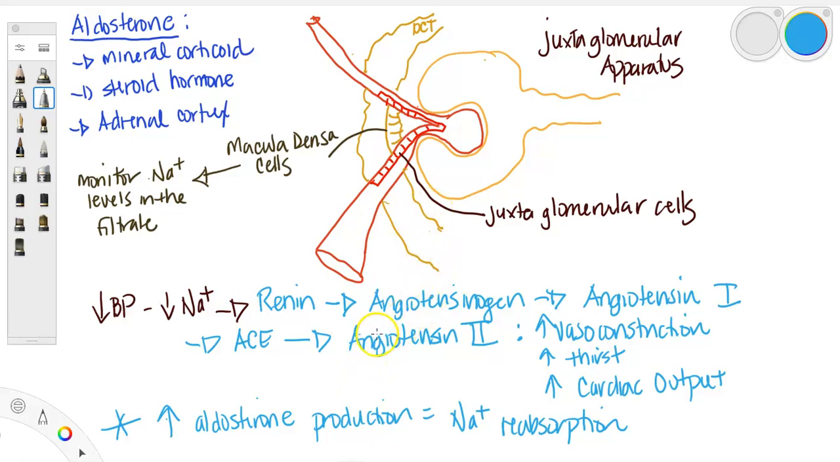So what does aldosterone do exactly? All right, so in the next video, we're going to talk about exactly how aldosterone works and what it is targeting in the kidney.